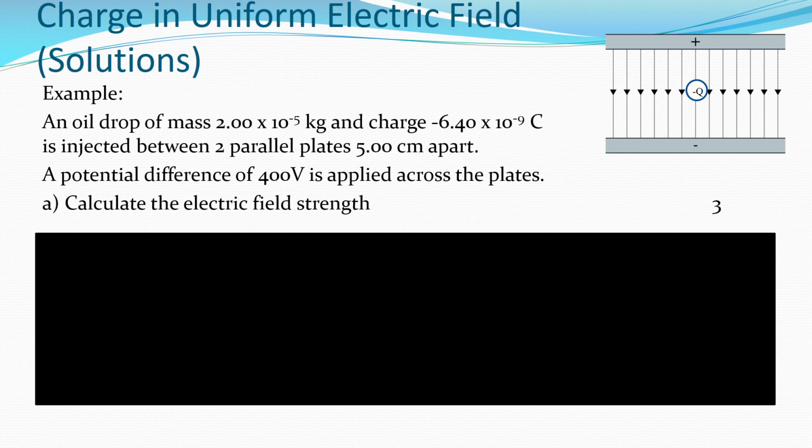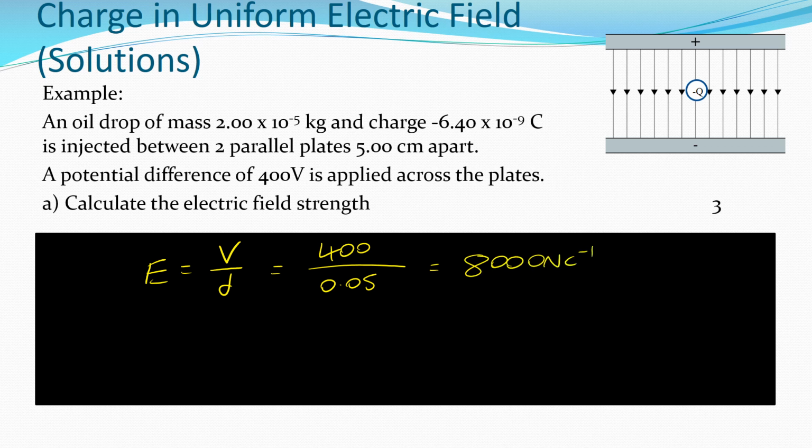So the electric field strength E is equal to V over d, which is 400 volts divided by a distance, which is 5 centimeters, 0.05 meters, which gives us a value of 8,000 newtons per coulomb. 1 mark for the equation, 1 mark for the substitution, and 1 mark for the final answer.